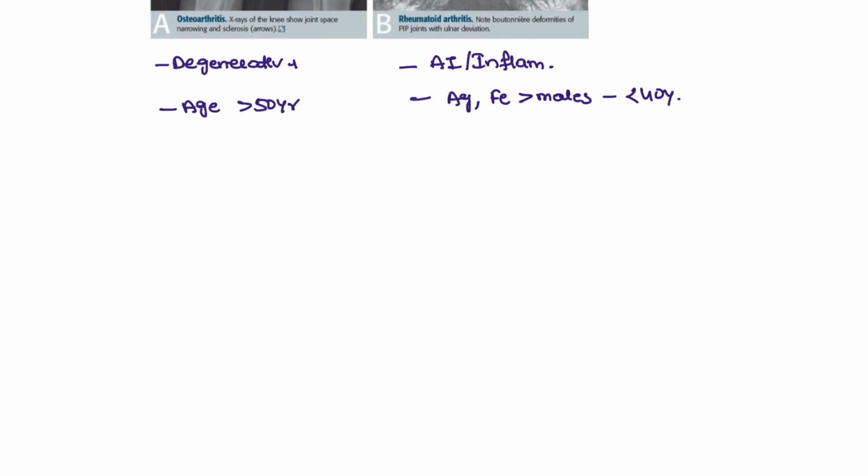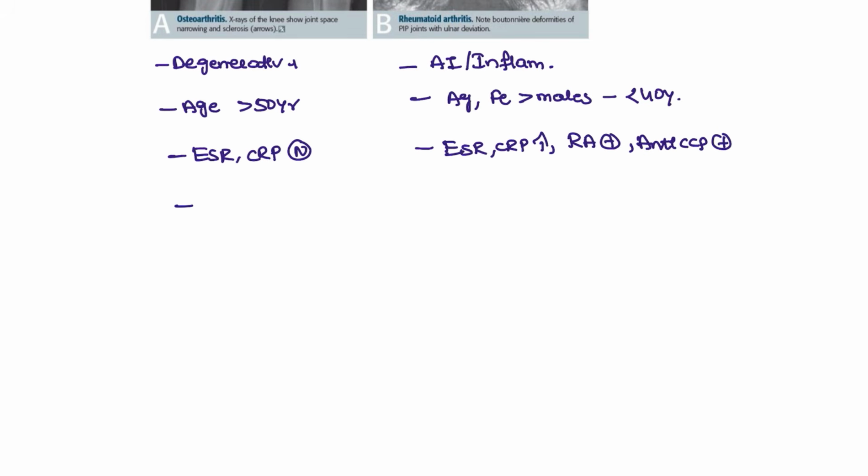Okay, one feature. In osteoarthritis, the ESR or the CRP inflammatory markers will be normal, while here ESR and CRP will be elevated, rheumatoid factor will be positive, and anti-CCP is also positive in this patient. One point, right? And coming to the features, this will involve the MCP joints in this patient.